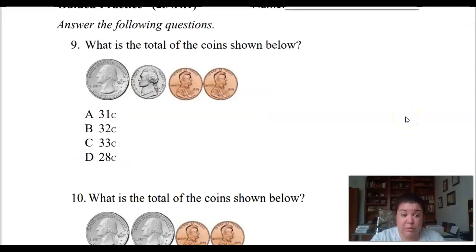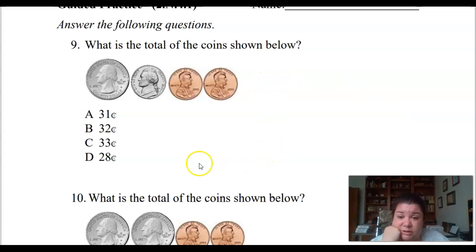Okay, we're going to do a couple more because this isn't hard. You just have to memorize the value of each coin. That's where the hard part comes in when we start dealing with money, is memorizing the value of each coin. So every day you need to practice what the value is until you get it.